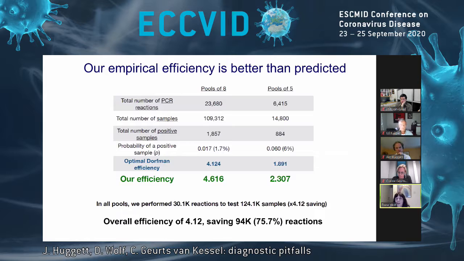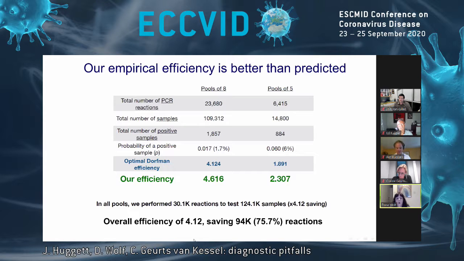And finally, this is my last result slide, calculating our actual empirical efficacy, measured by the total number of samples divided by the total number of PCR reactions. We found that our empirical efficiency over a large scale in practice is in fact better than the predicted efficiency. So the efficiency for pools of 8 was 4.6, better than the predicted 4.1 for the observed prevalence, and the efficiency of 5 sample pools was 2.3, again, surprisingly better than the predicted one.